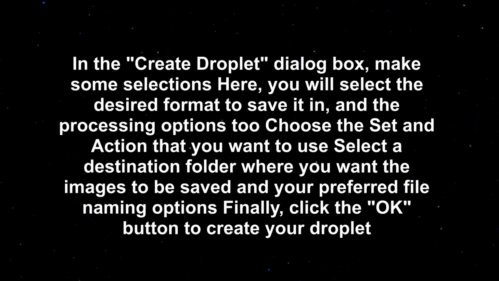In the Create Droplet dialog box, make some selections here. You will select the desired format to save it in, and the processing options to choose the set and action that you want to use. Select a destination folder where you want the images to be saved and your preferred file naming options. Finally, click the OK button to create your droplet.